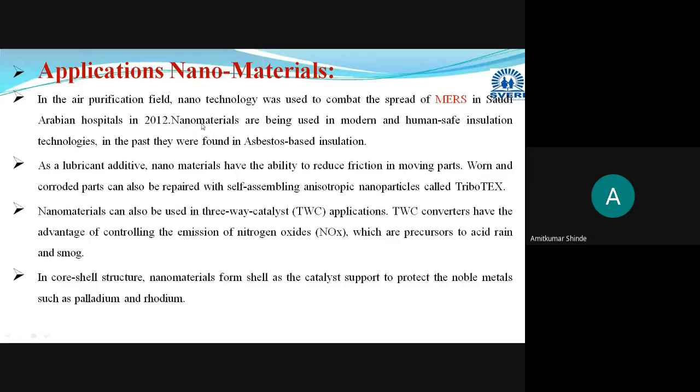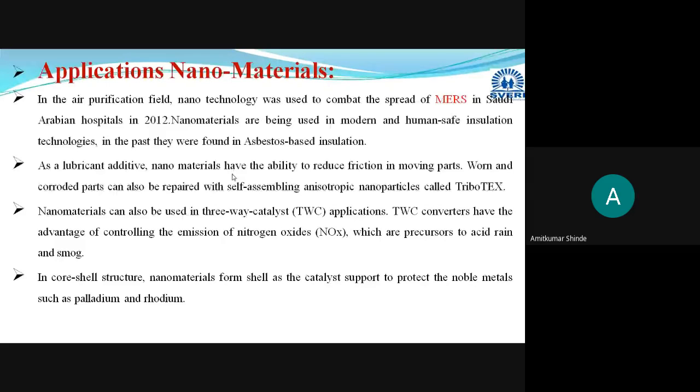Then these nanomaterials can also be used for providing insulation technologies. Some insulation technologies can also be provided. Then they can be used as lubricant additives. Nanomaterials have the ability to reduce the friction between moving parts. That's why they can be used as lubricants.